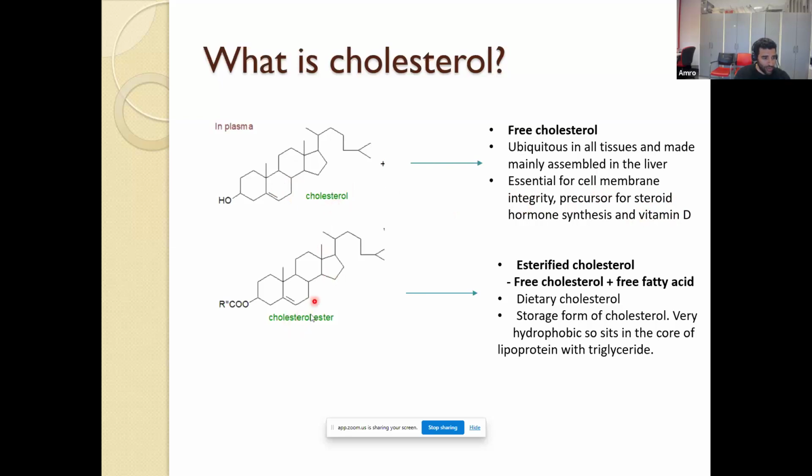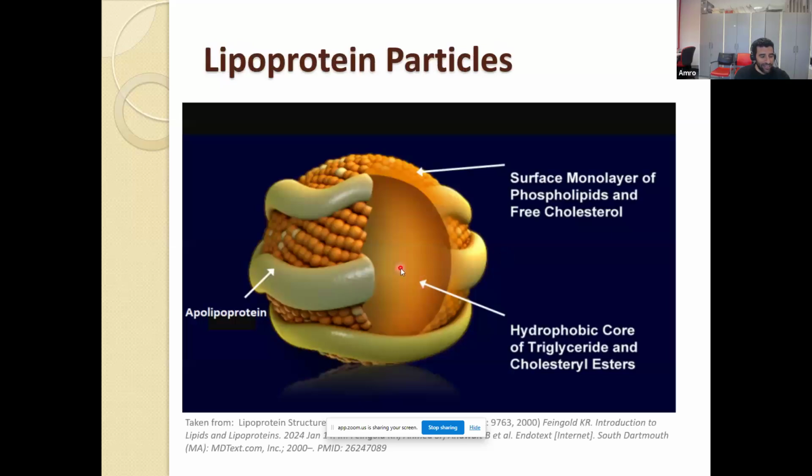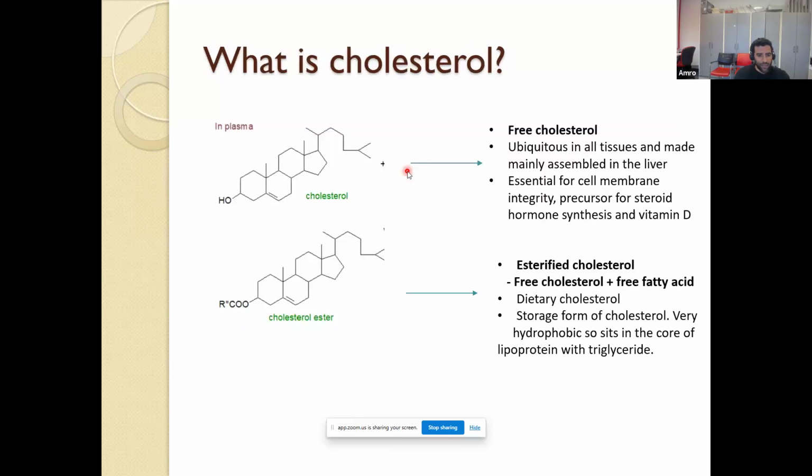Cholesterol ester, on the other hand, sometimes known as esterified cholesterol, which is just your free cholesterol plus a fatty acid stuck to it, is much more found in diet. So dietary cholesterol is essentially cholesterol ester. And as I said before, cholesterol esters sit on the inside because they're hydrophobic, whereas free cholesterol, which is less hydrophobic, sits in the shell. So it's really important that you know the distinction: when we're measuring total cholesterol, we're talking about cholesterol and the cholesterol ester.